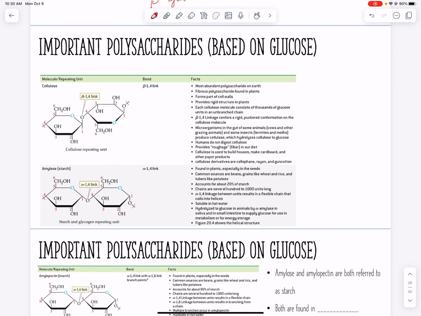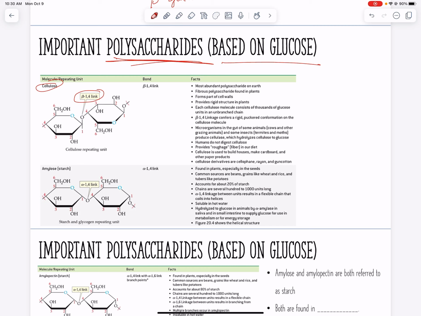This is just a table of some important polysaccharides. Notice this is based on glucose. So the first one is cellulose. These are just units linked together of glucose. Lots and lots of glucose units linked together. What's different about cellulose is that it is a beta-1,4 link.